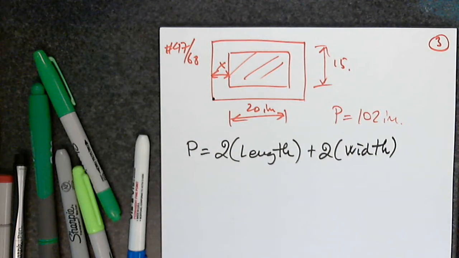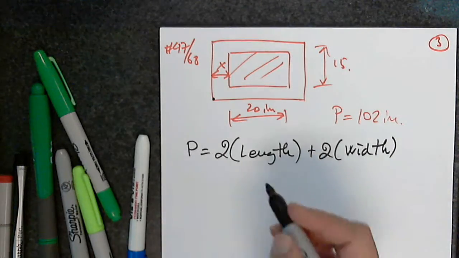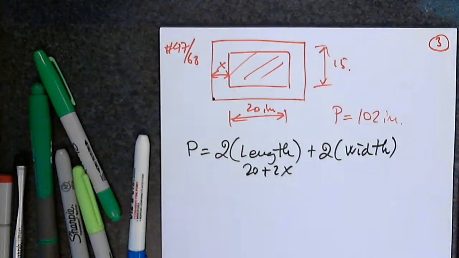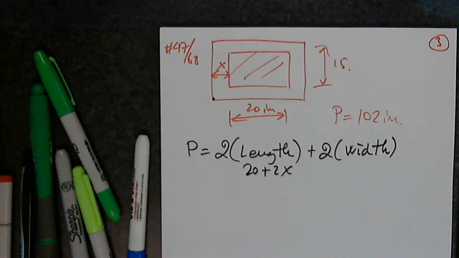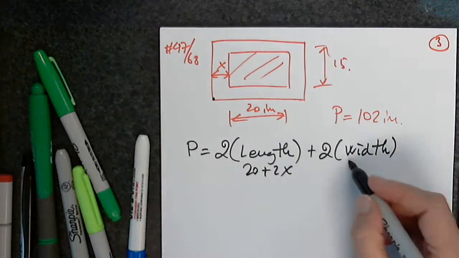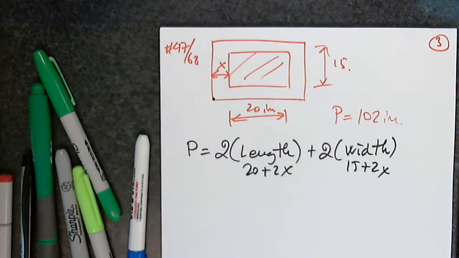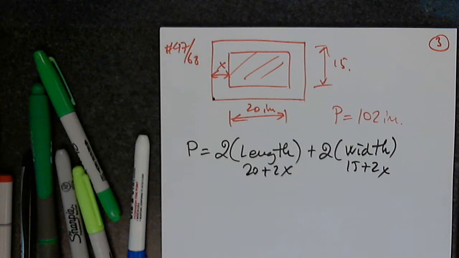Can anyone give us the length of this figure? 20 plus 2x. Say it again. 20 plus 2x. Of course. This is 20 plus 2x. Can anyone give us the width? 15 plus 2x. And you can take it from here. Good. Is that good enough? Good. Do we understand it? We understand how we got that. Good.